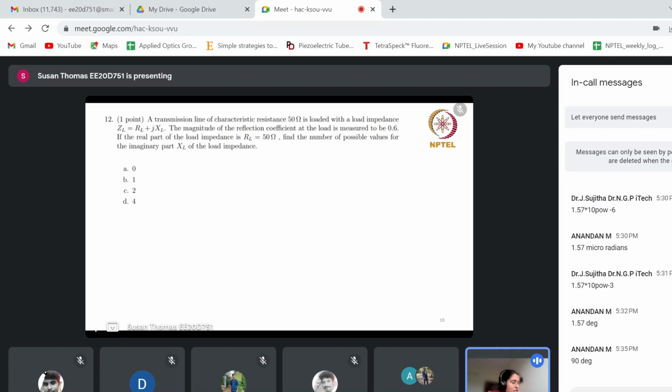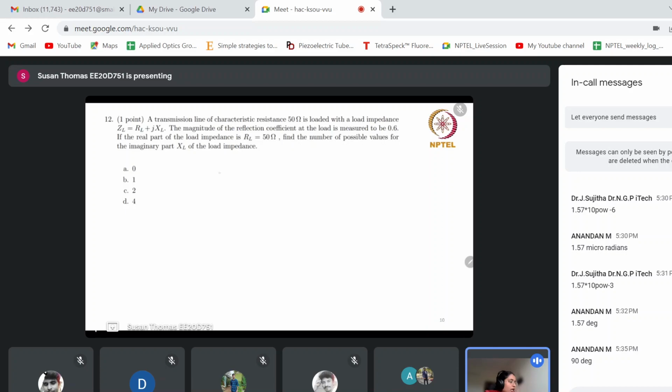So coming to this question: a transmission line of characteristic resistance 50 ohm is loaded with a load impedance ZL, which is RL plus jXL. The magnitude of the reflection coefficient at the load is measured to be 0.6. If the real part of the load impedance, RL, is 50, find the number of possible values for the imaginary part XL of the load impedance.